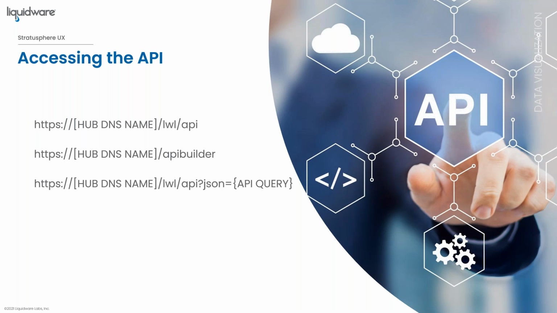If you're a purist, or if you want to learn the hard way, which I actually recommend, that's how I learned about it, use the first link, hub name /LWL/API. That will open the actual API front end. It's going to be ugly as hell, but if you read through that page, you'll see at the bottom there are a number of instructions, kind of README sections.